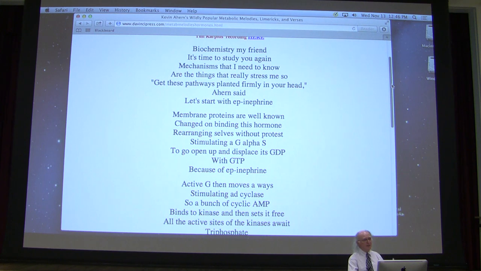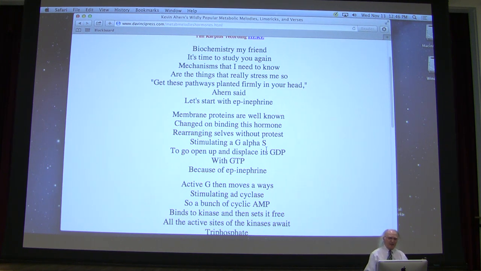Biochemistry, my friend, it's time to study you again. Mechanisms that I need to know are the things that really stress me so. Get these pathways planted firmly in your head, Ahern said. Let's start with epinephrine. Membrane proteins are well known, changed on binding this hormone. Changing cells without rearranging cells without protest.